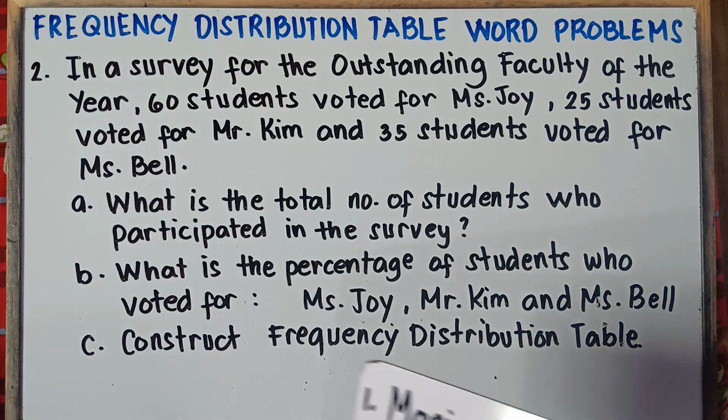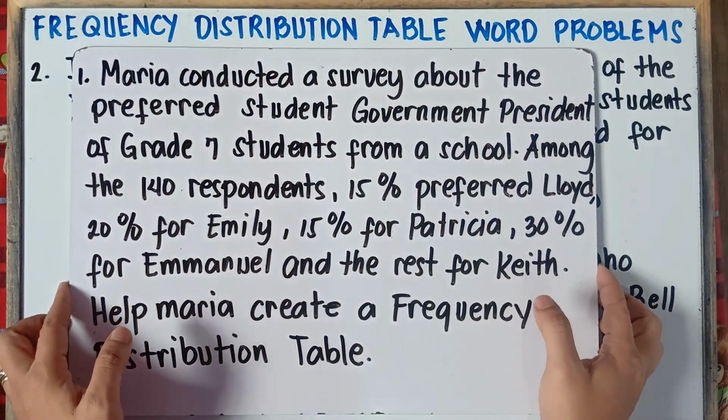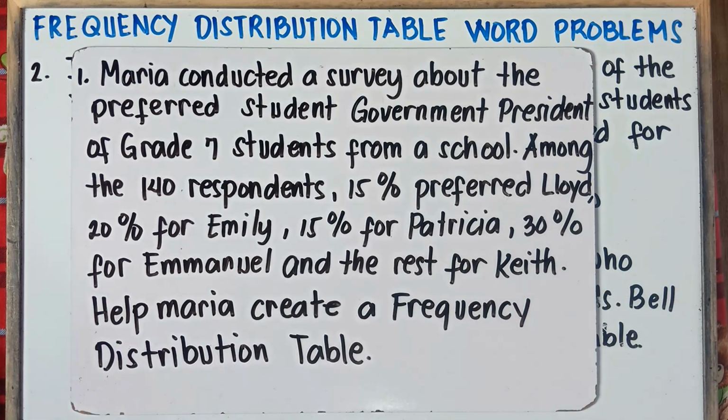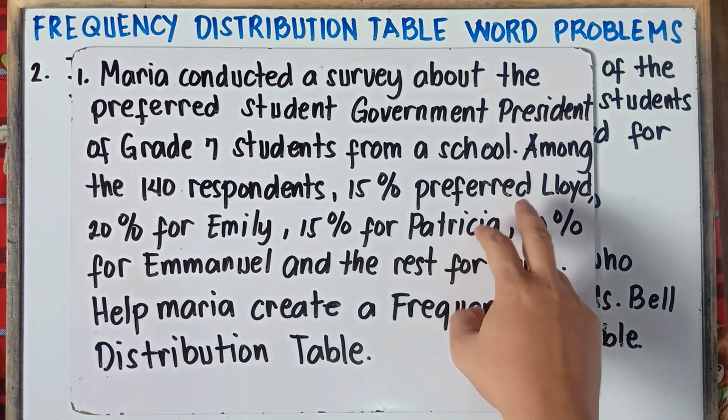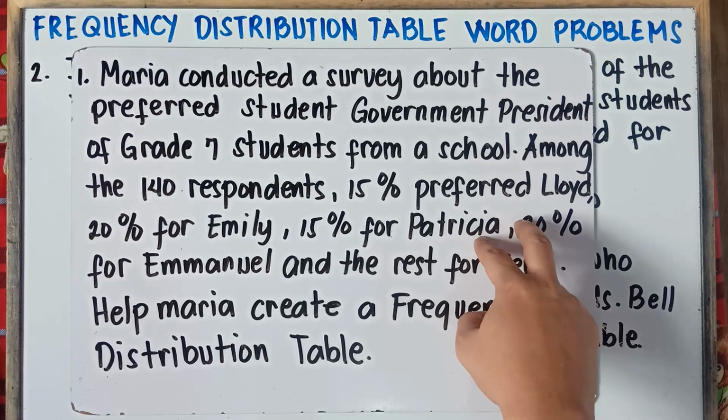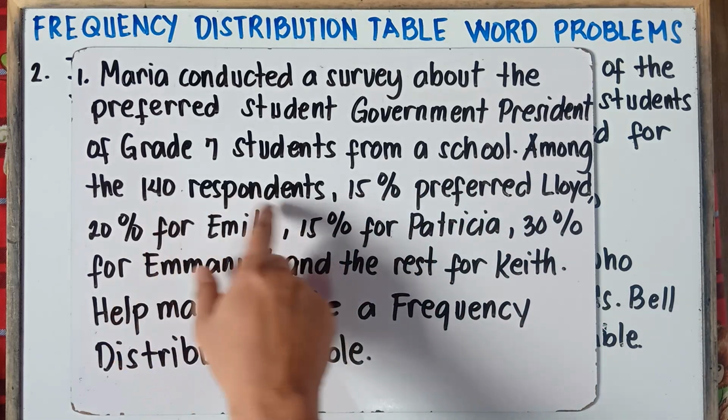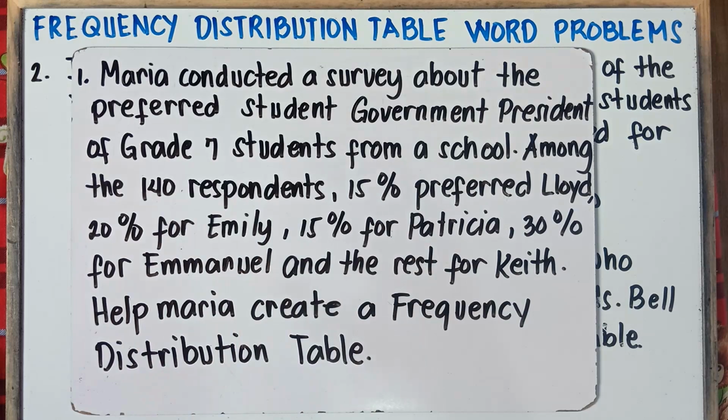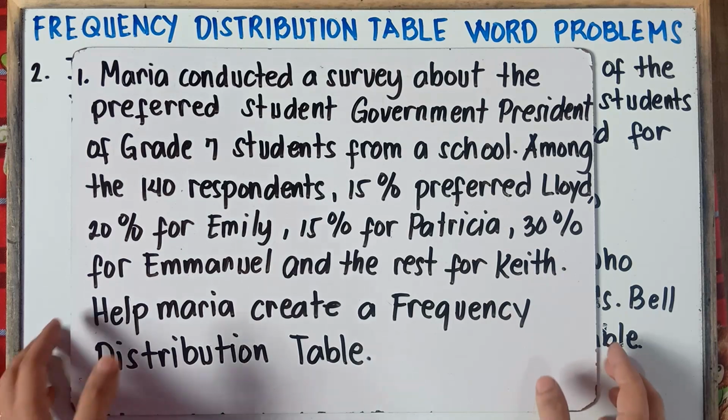The part 1 of our video, we actually answered this one class. If you want to learn more about part 1, I will put the link in the description down below. In part 1, we don't have the value of the frequency. We have the total number of respondents, 140, but we don't have the frequency of Lloyd, Emily, Emmanuel, Patricia, and Keith. And we actually find the frequency given the percentage. So once again, if you want to learn more about part 1, feel free to see the video, and I will put the link in the description down below.